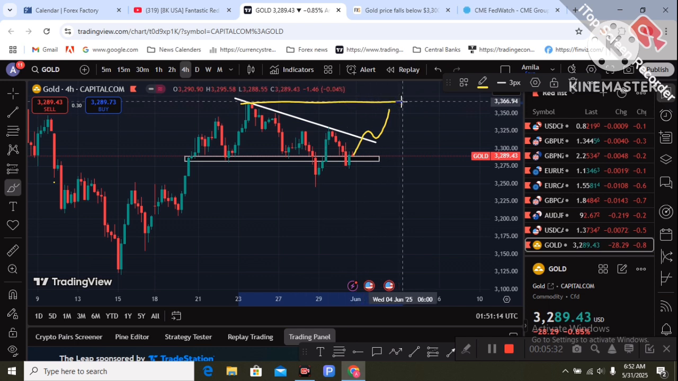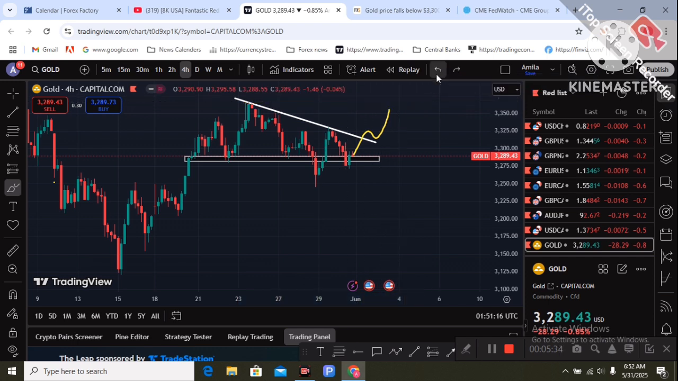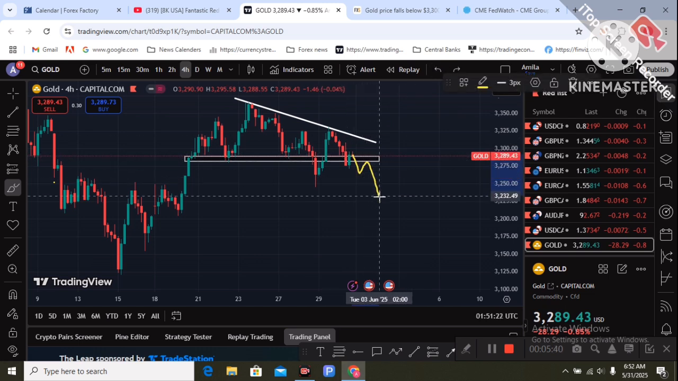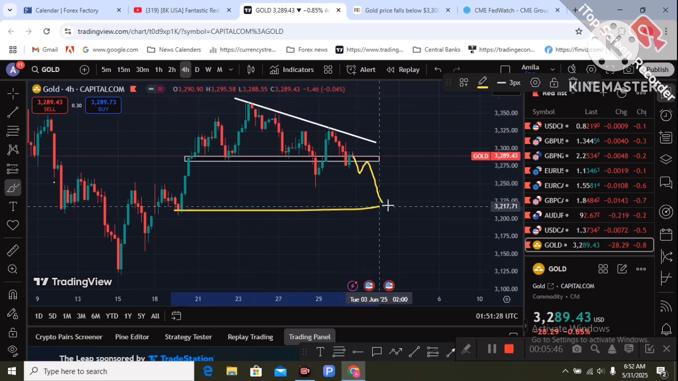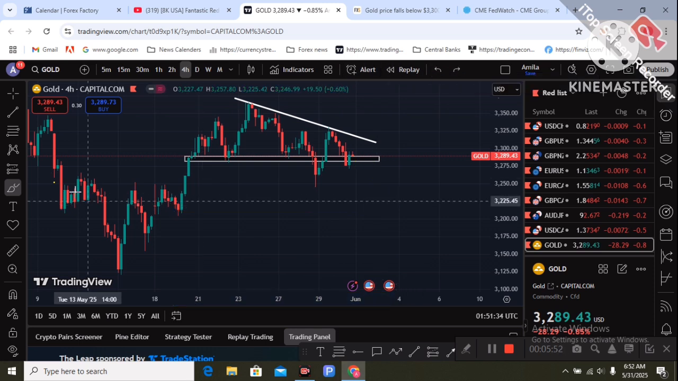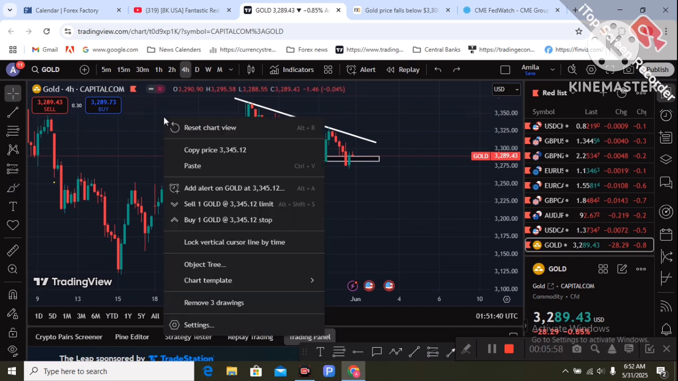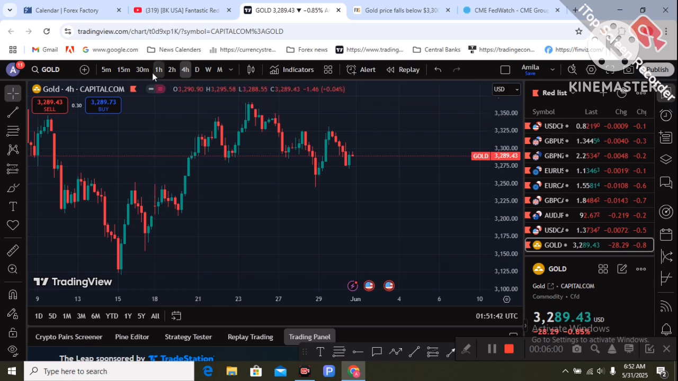Global uncertainty and trade war uncertainty continuing next week is your buy opportunity. If price breaks down and retests like this, that is your sell opportunity. The next sell target is 3100. This is my forecast, telling you the important zones for gold trading. Important levels, important zones.